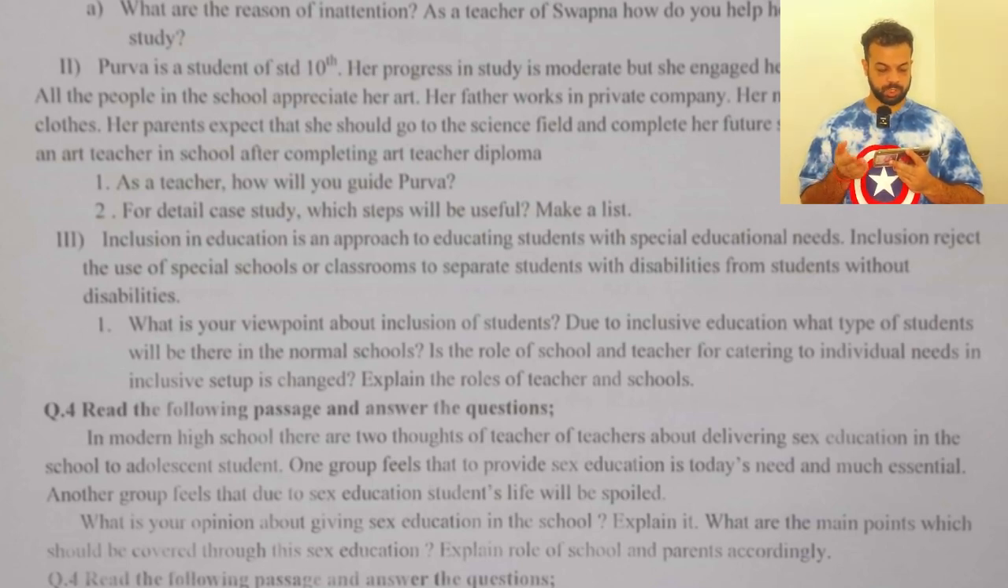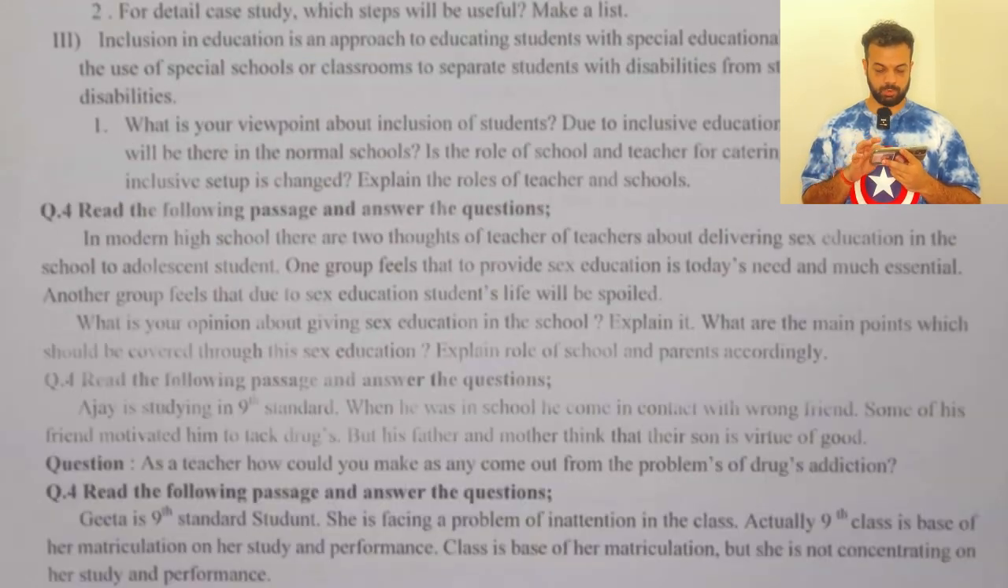The next question is: read the following passage and answer the questions. There is a small passage given. I'll be reading that passage for you, and you need to answer the questions. The answer is provided in the link in the description. You can find the appropriate answer there. Otherwise, you can write your answer also. Everybody has their own point of view on the passage which is given. I'll be reading it out to you.